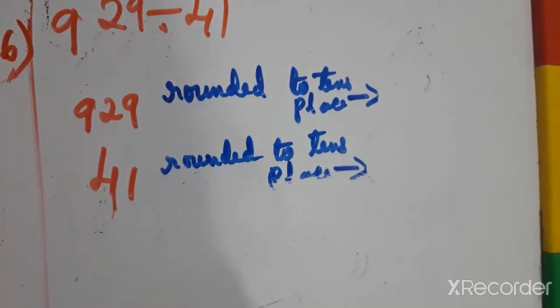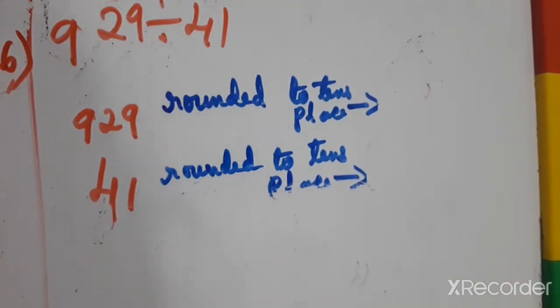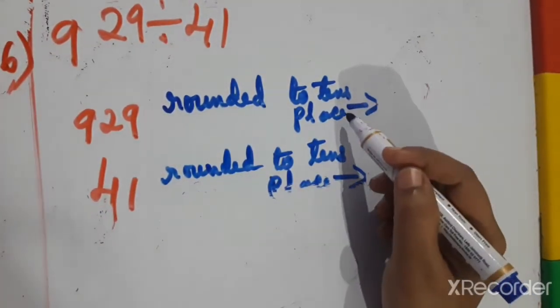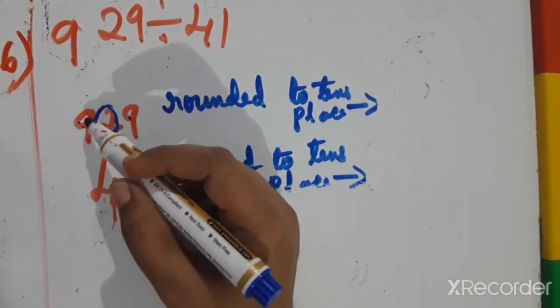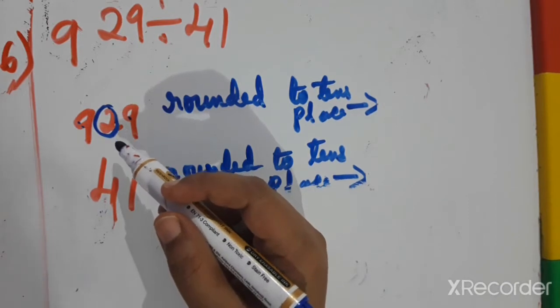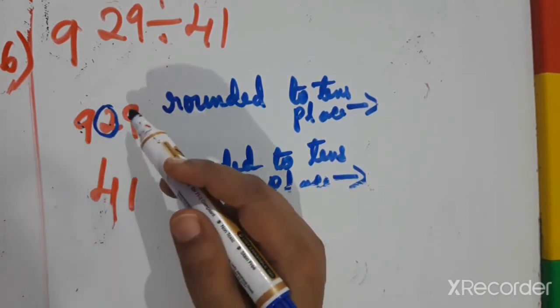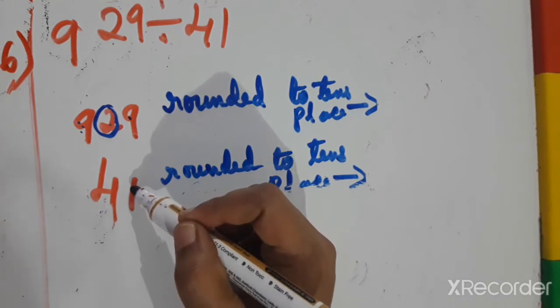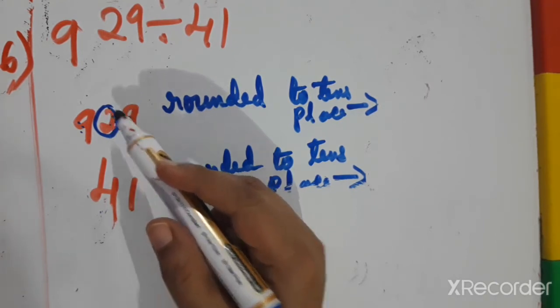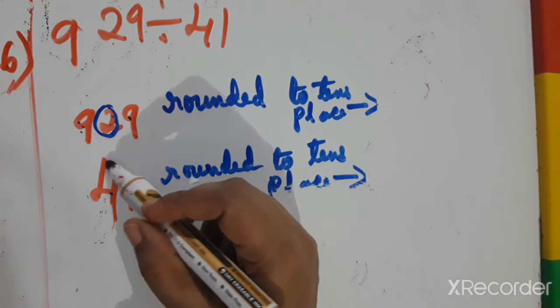Here, 929 divided by 41. So 929 round off to the tens place. We are here, ones, tens, and here we can round off to the hundreds place also, because it is our wish. We can round off to the hundreds place or tens place or ones place. Now here, for both the numbers I am rounding off to the tens place only. So ones, tens, 2 is rounded off. Here ones, tens, 4 in the tens place.